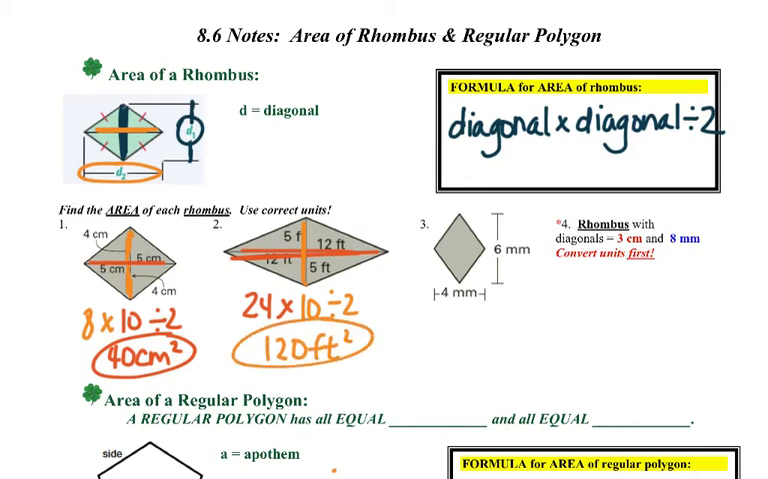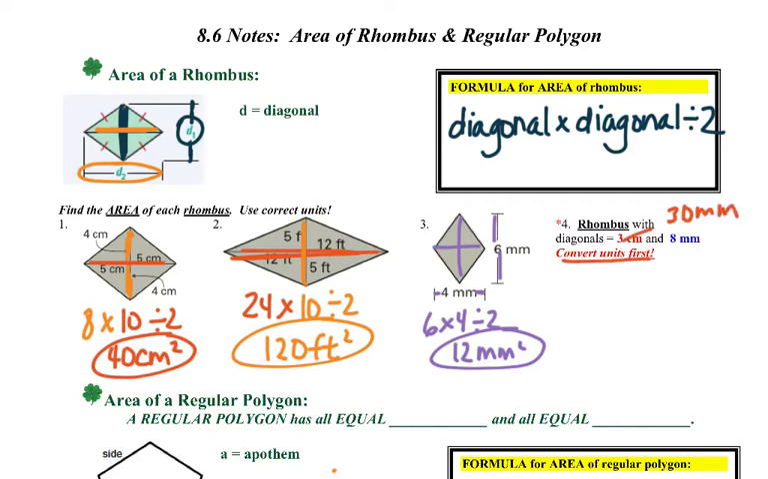Here's one where the diagonals are represented outside the shape, right? Just because it was hard to represent them inside the shape, but it's still the same two numbers. 6 times 4 divided by 2 is 12 millimeters squared. And sometimes there's no picture, right? They just tell you these are the diagonals. But again, we see this convert the units. 3 centimeters is the same as 30 millimeters. So it's 30 times 8 divided by 2, or 120 millimeters squared.